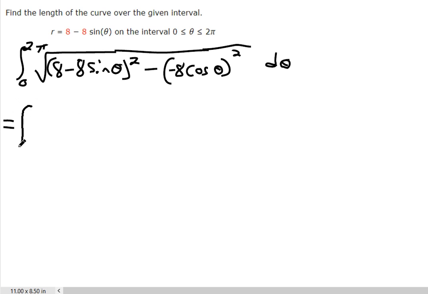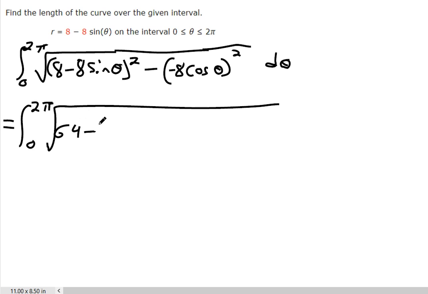So if we rewrite this algebraically, right now that's way too hard of an integral to try to tackle. We've got to simplify, expand and combine like terms where we can. If you expand this, the parentheses being squared, that's 64 minus 128 sine theta plus 64 sine squared theta.